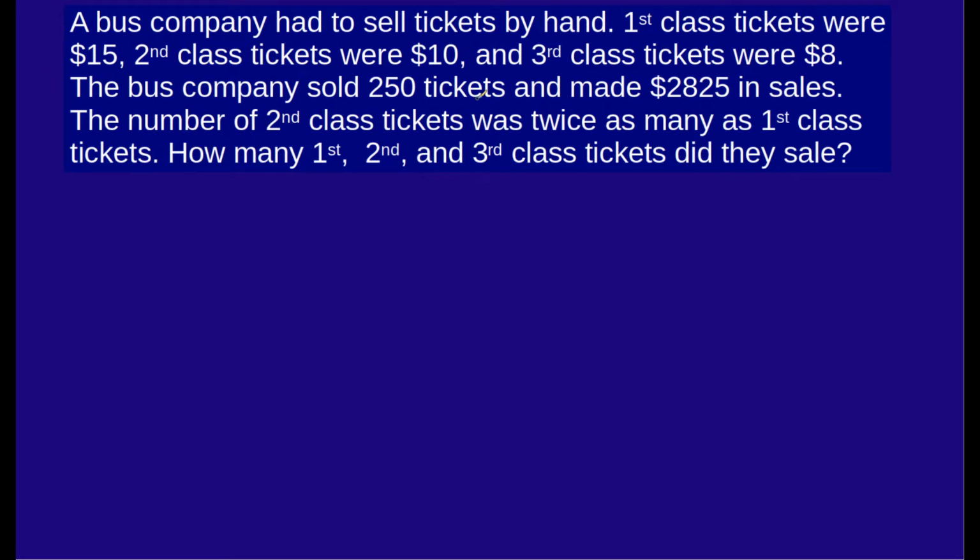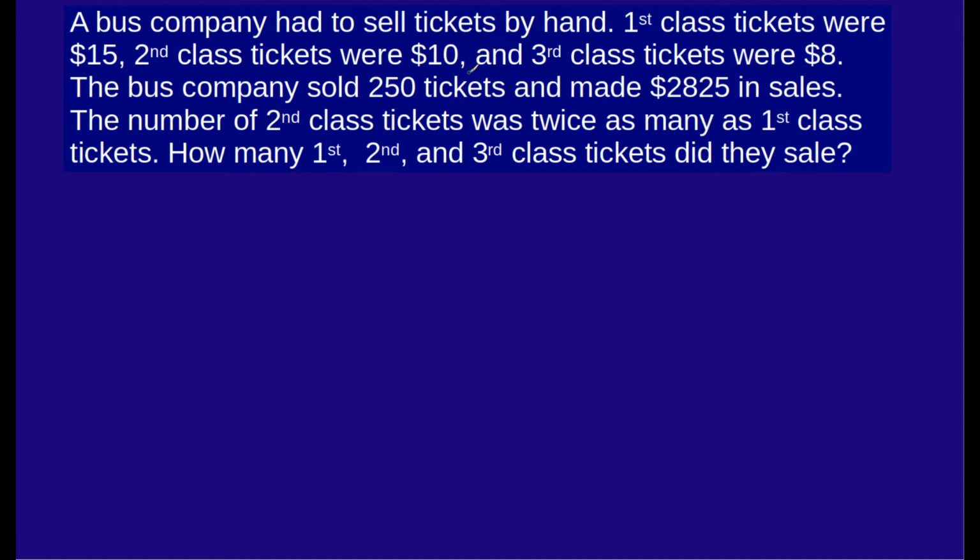So here's our question. A bus company had to sell tickets by hand. I guess they had a mechanical problem with their computers. First class tickets were $15, second class tickets were $10, and third class tickets were $8. The bus company sold 250 tickets and made $2,825 in sales. The number of second class tickets was twice as many as first class tickets. How many first, second, and third class tickets did the company sell?